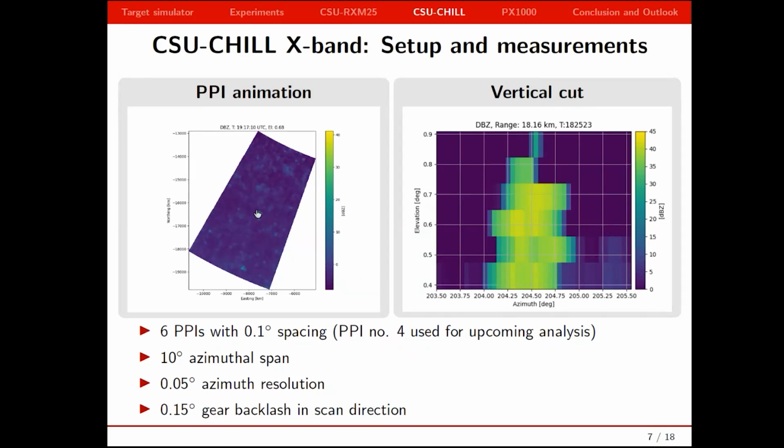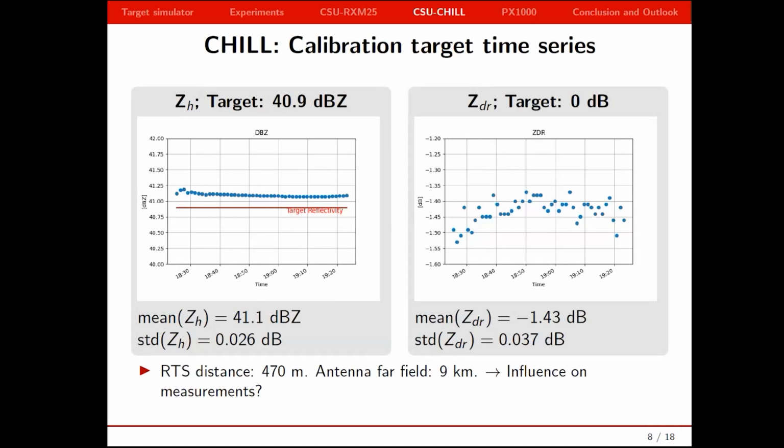When we do a vertical cut through this range state, this is what we see here. The most obvious feature is this shift from one PPI to the other, and this is actually a gear backlash of the CHILL radar, which is about 0.15 degrees. However, for the upcoming analysis, we are looking just at this PPI elevation here, and I was performing Gaussian fits on this data and then extracting the respective polarimetric variables and plotting some time series.